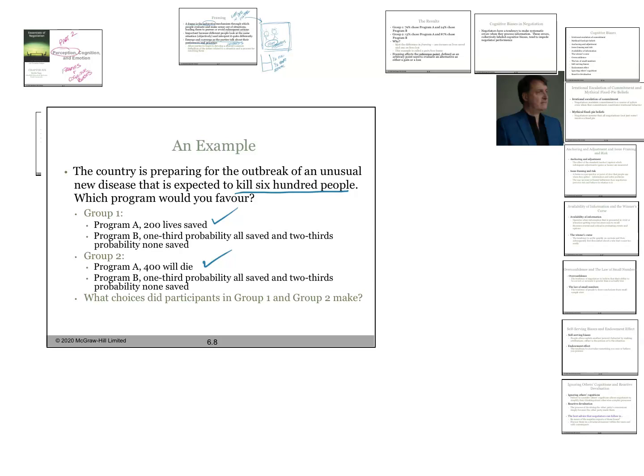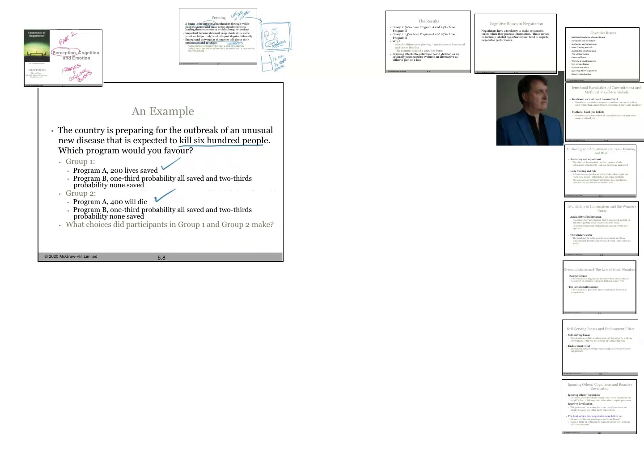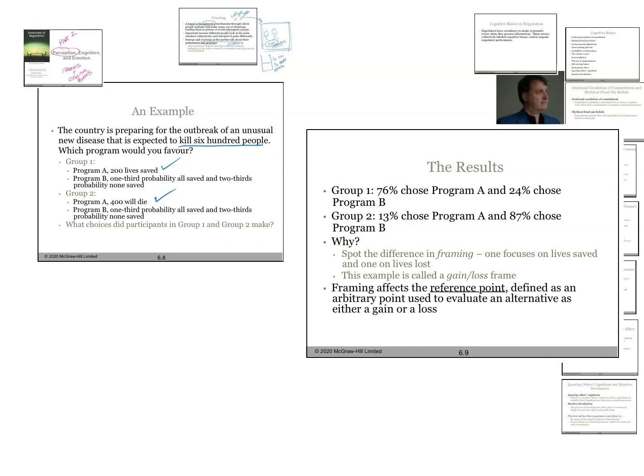Now, if these sound like they're similar, they are, but the language used is quite different. So let's look at what the results were. In group one, 76% chose program A and 24% chose program B. Now, program A said 200 lives saved, which means 400 die. Program B is 1/3 probability all saved. Again, that's 200 lives, and 2/3 probability none saved. So 76% chose the one that sounded more positive, and 24% chose the one that sounded a little less so.